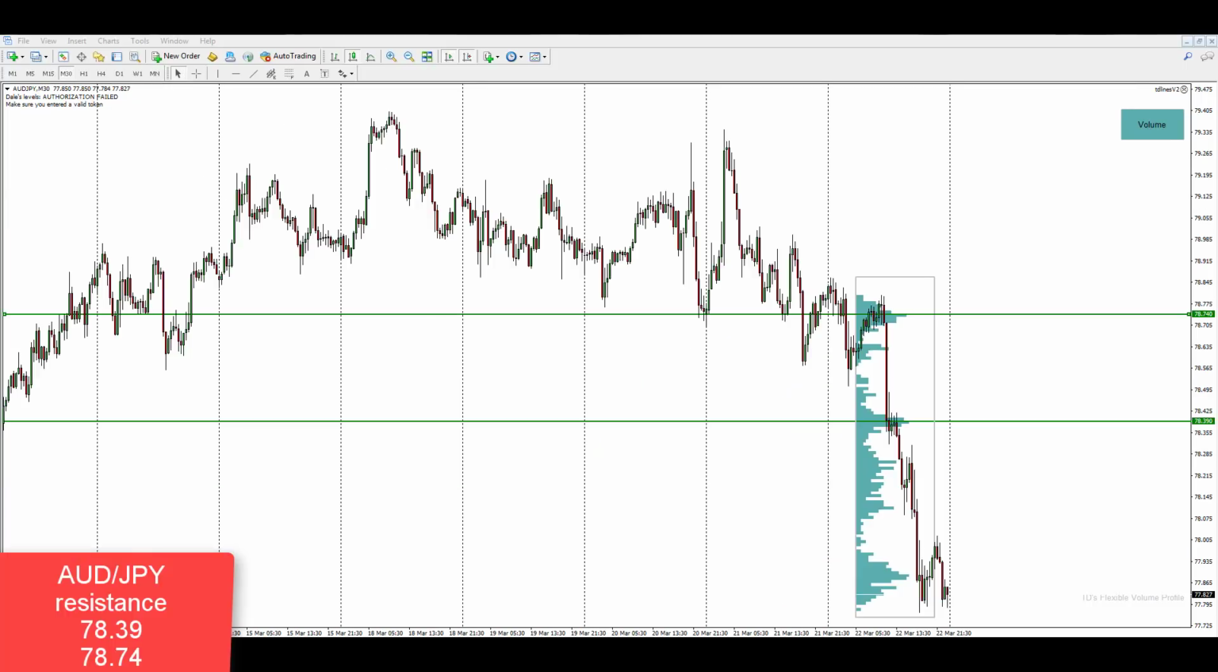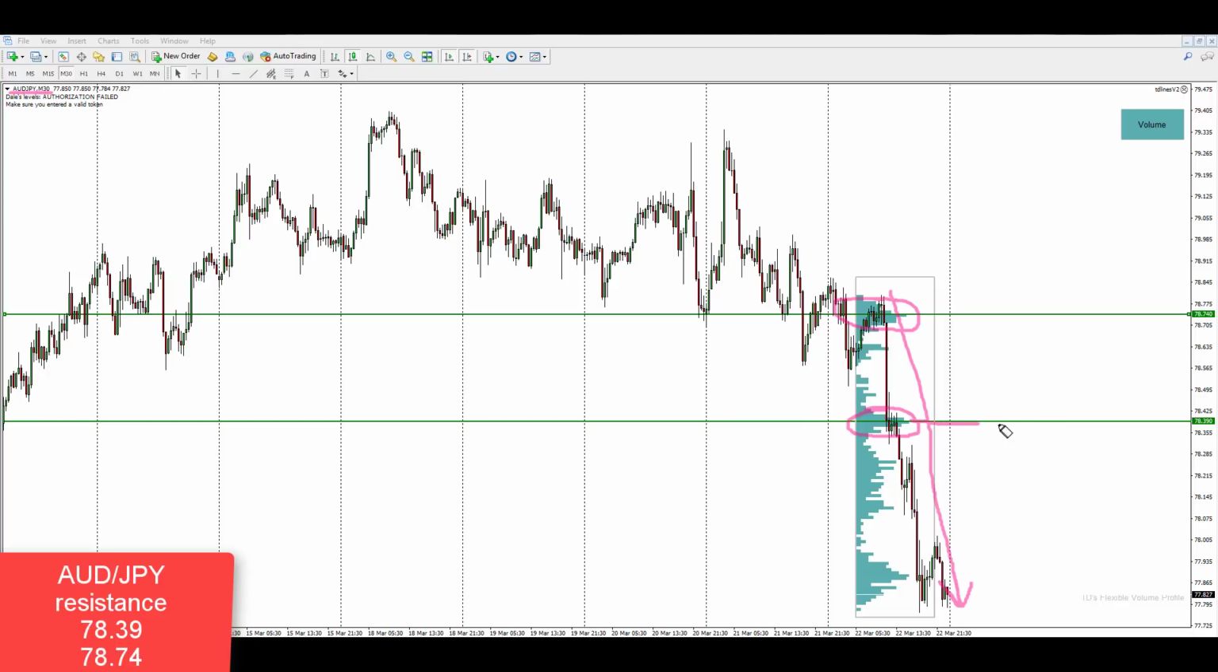The next trading idea I want to talk about is on the Australian dollar Japanese yen. Again, this is a 30-minute chart of the Australian dollar Japanese yen. And as you can see, there was a strong selling activity on Friday. And within this selling activity, there were two significant volume areas created. This is the first one. This is the second one.